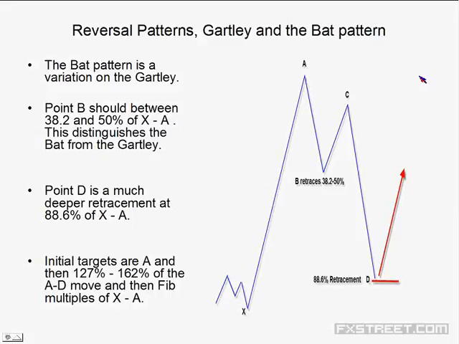Yeah, good point, Ed. It's not quite so reliable as the Gartley. The Gartley is the good standard reliable one, and the bat pattern is not quite so reliable. Now, as with all patterns, there are always exceptions. There are always going to be failures, things that just don't work out.